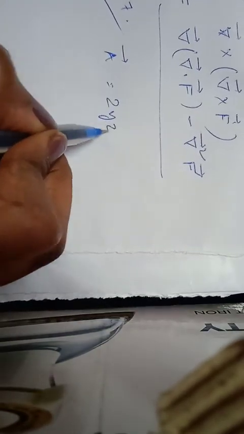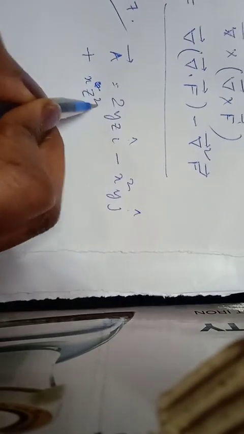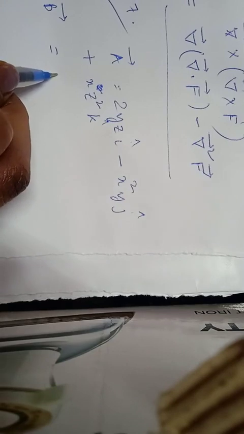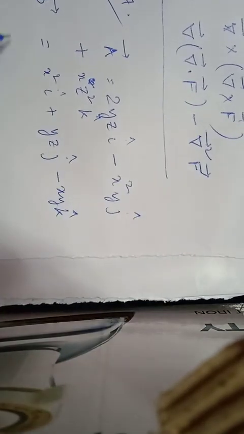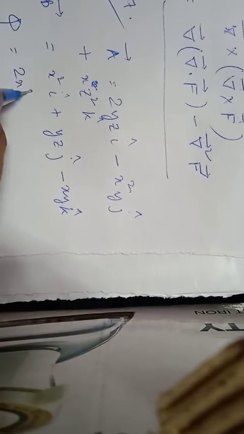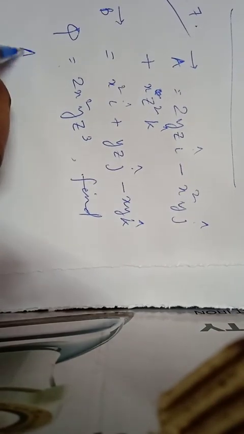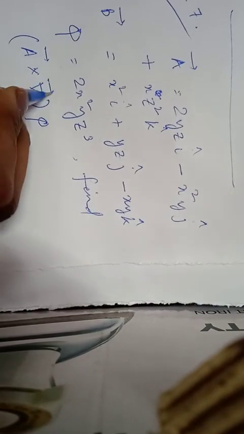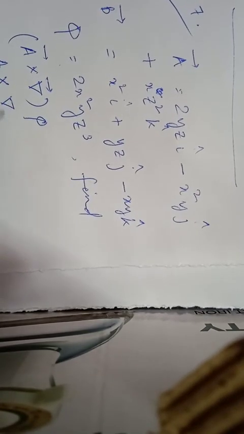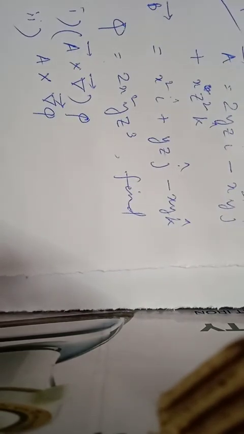Example 7. It is saying that if vector a equals 2yz i cap minus x square y j cap plus xz square k cap, and vector b equals x square i cap plus yz j cap minus xy k cap, and phi equals 2x square y z cube, then find a cross nabla phi, both are vectors, and a cross grad phi. Then find this one and this one.